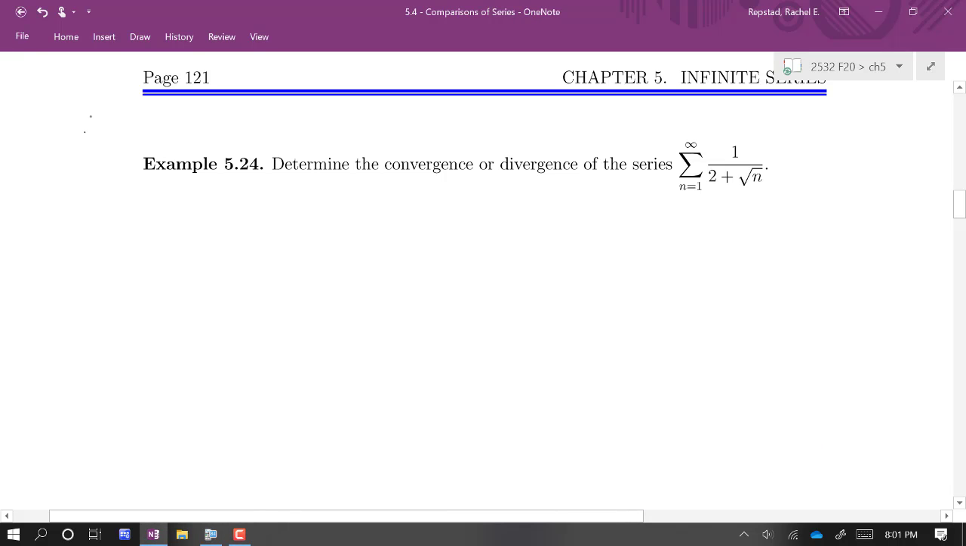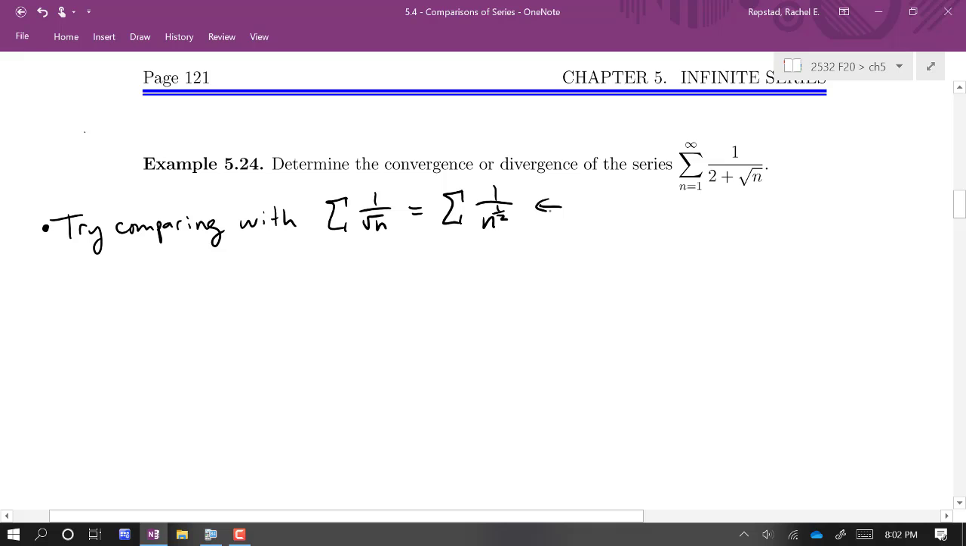All right, let's take a look at this next example. Here our series is 1 over 2 plus root n. Now, taking our cue based on what we did last time, we might try comparing this with the series 1 over root n. If we rewrite that series, it looks like 1 over n to the 1/2. This is a p series where p is less than or equal to 1, which means it diverges.